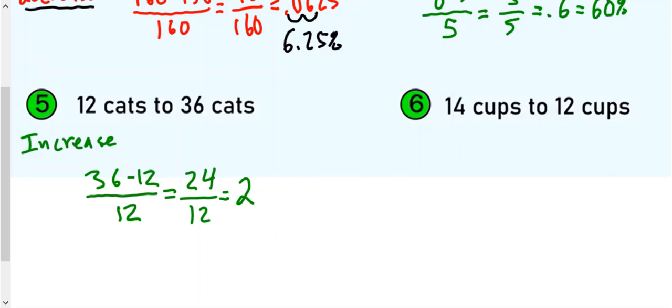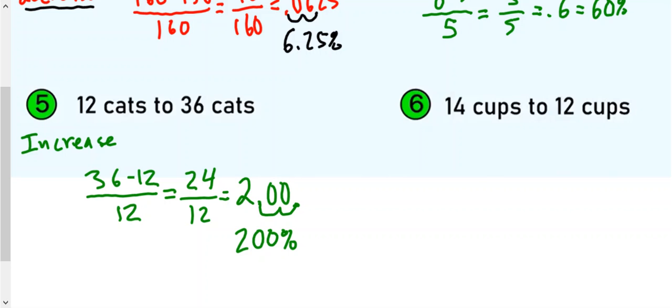Now 24 divided by 12 is a whole number of 2, so our decimal would be here. We can add our zeros. You can either scoot your decimal over or multiply by 100 and you will get 200%. So our answer here is that we have a 200% increase in the number of cats.